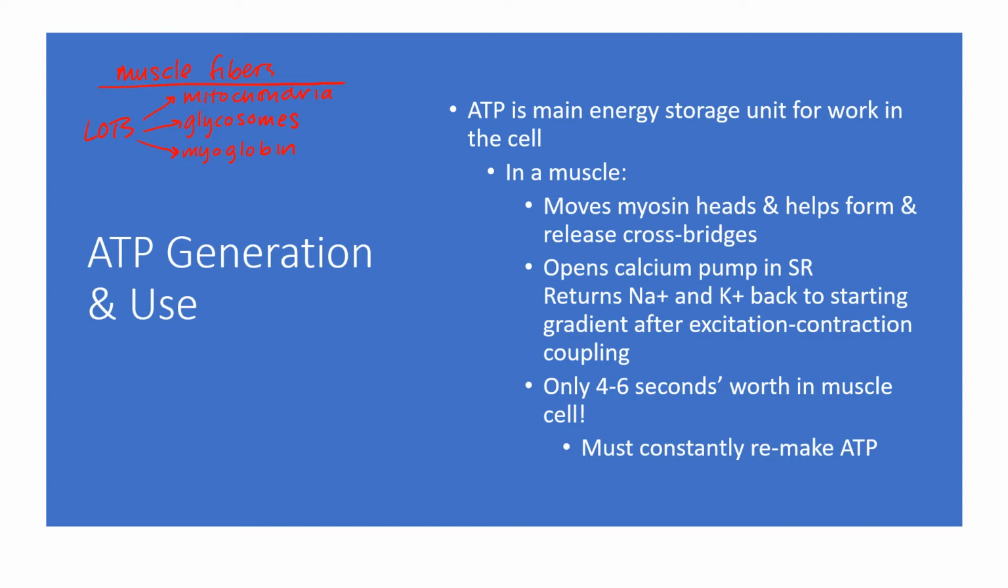And what do you need that oxygen for? To fuel ATP generation in mitochondria. So glycosomes have stuff that helps fuel the mitochondria. Myoglobin has stuff that fuels the mitochondria, and the mitochondria can use those things to make ATP.